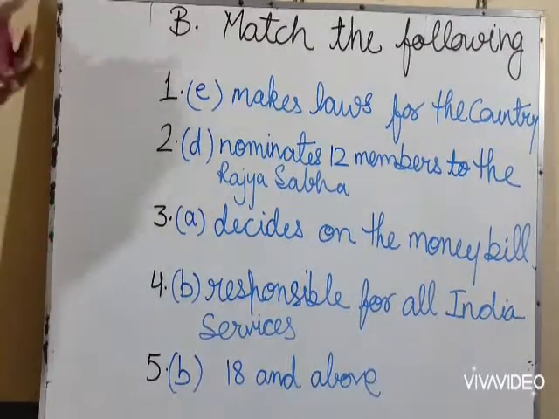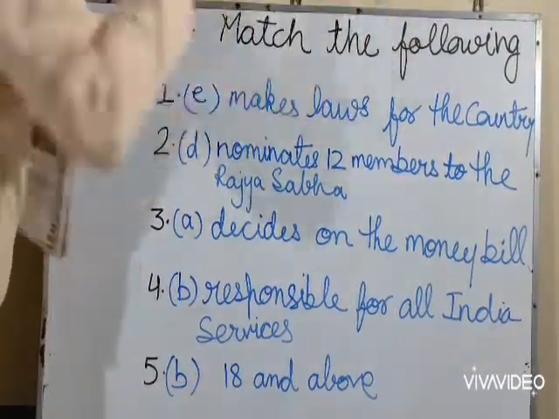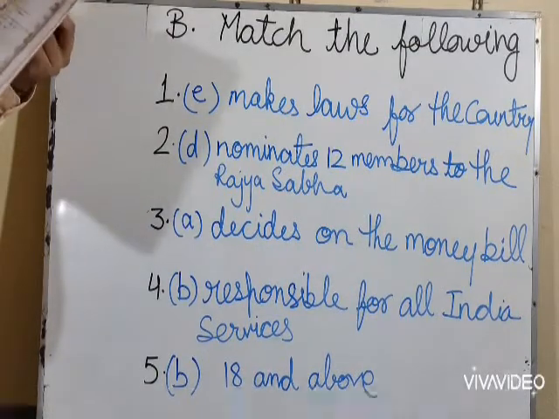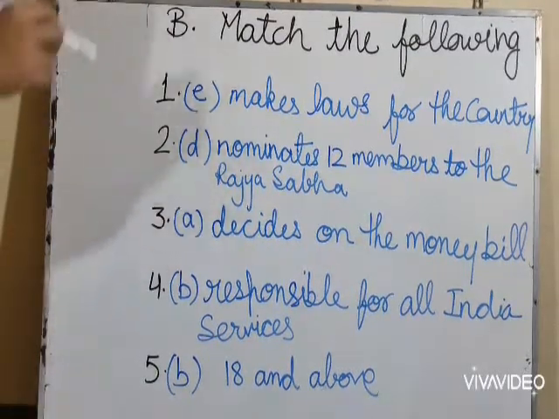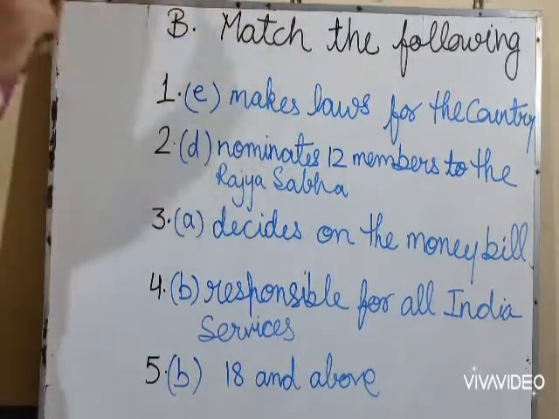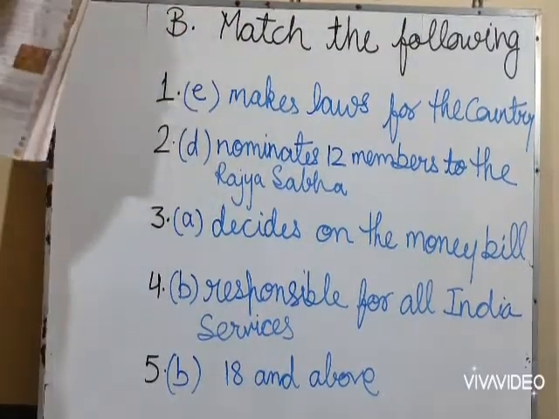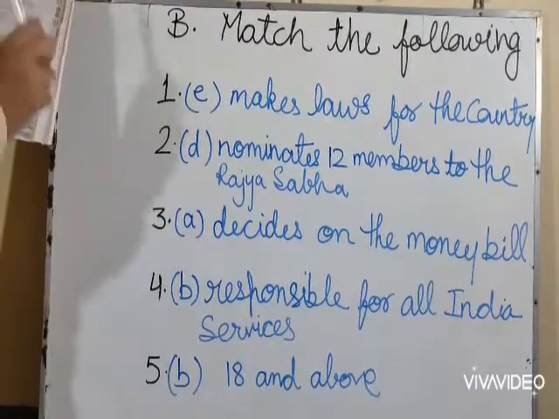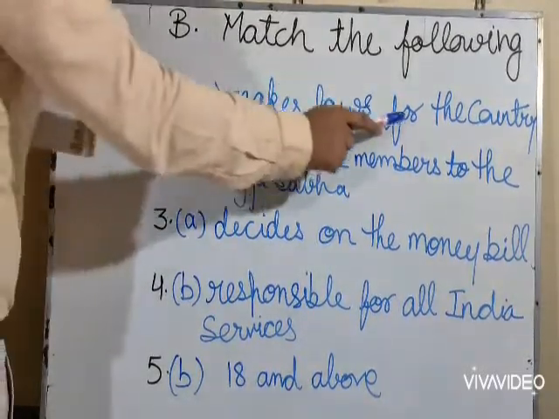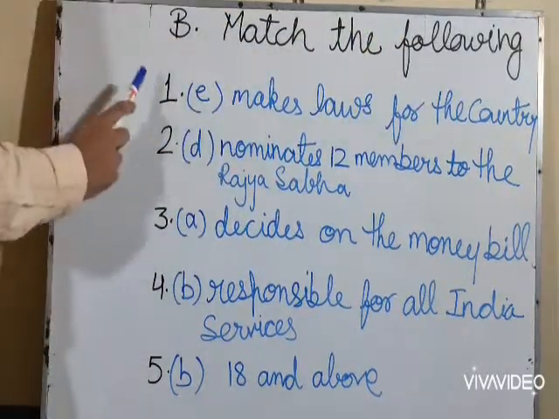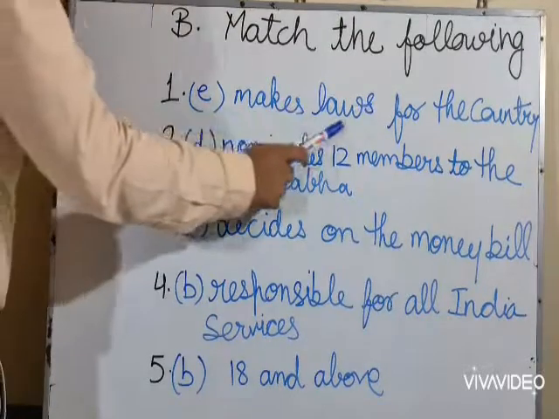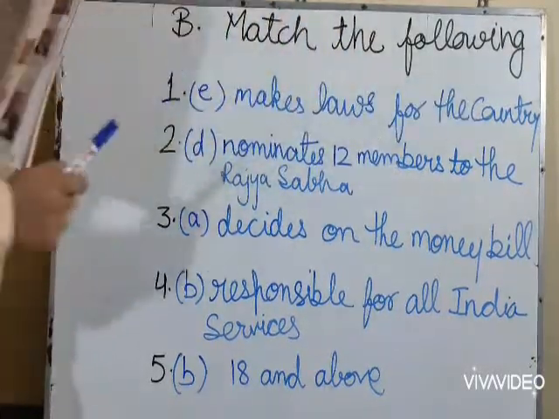Now, exercise number B. Match the following. From column A, I will read out the question and the answers are here. You have to only match and note down in your book. Number 1, legislature. Its answer is E, makes laws for the country.